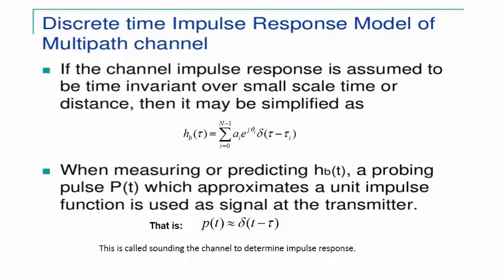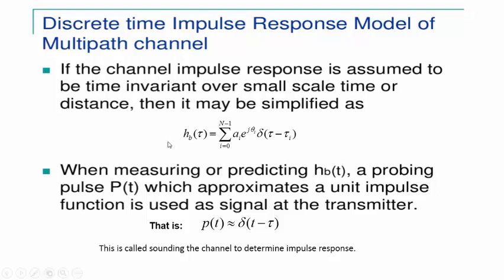Suppose the channel impulse response is assumed to be time invariant over a small scale of time or distance. Then it may be simplified as the impulse response h of tau equal to the summation over i from 0 to n minus 1 of a_i e raised to j theta_i, delta of tau minus tau_i.